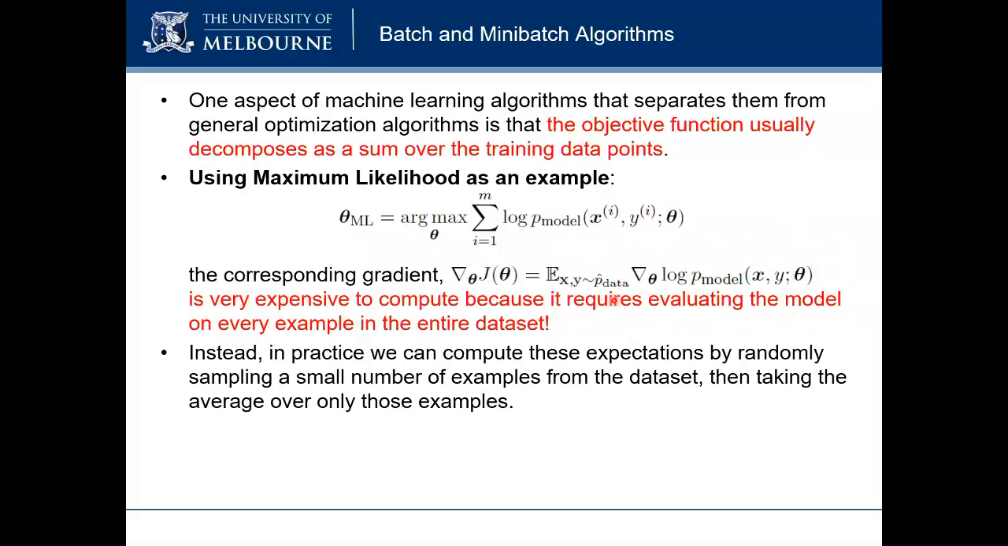So what we do is we can compute this expectation, the gradient estimation, essentially by randomly sampling a small number of examples from the data set. So we don't use the whole data set, we use a small subset of the data set and take the average over only those examples. So that's the whole mini batch business that you have been doing, right? You're not using the whole thing, but a subset of the thing. This is an important aspect, so I would like you to be clear on it.